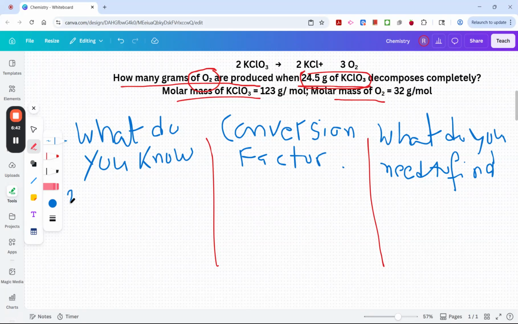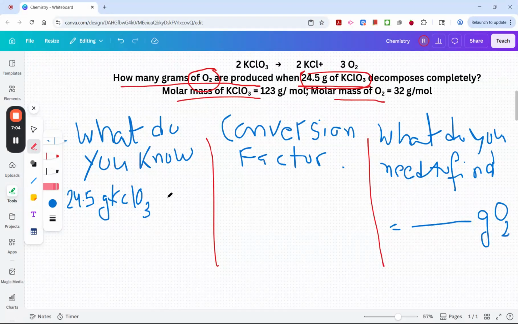Conversion factor. What do you know? I know 24.5 grams of KClO3. Here we go. What do you want to find? I need the amount of oxygen, but in terms of grams. Grams of oxygen. Here we go. How will we get oxygen on stage? Only if we use the molar ratio. So this should be in moles. Only then can you use the molar ratio. If you use the molar ratio first, it doesn't make sense. So be very careful when you're using the conversion factor.